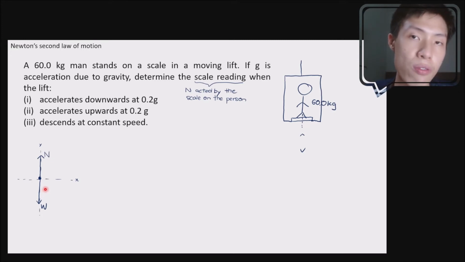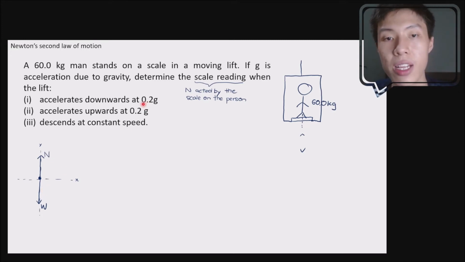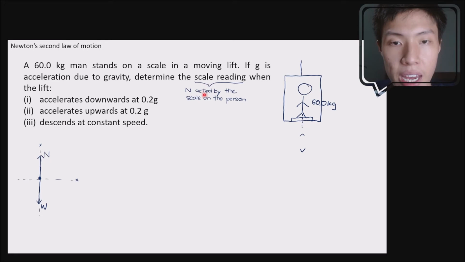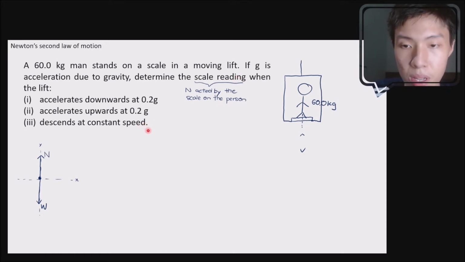Okay, so now that we know our free body diagram, let's try to analyze what will happen to the normal force in these three different scenarios. Our focus is to determine the normal force, because this normal force acted by the scale on the person will be the scale reading for our situation here. Okay, so let's look at question number 1.